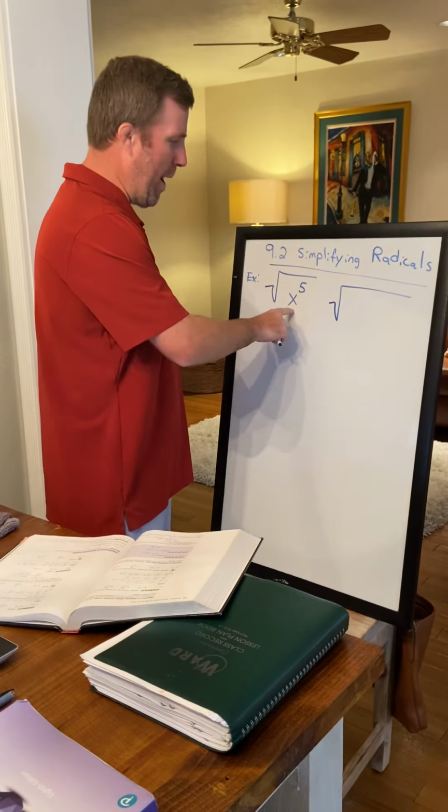So the moral of this question is you can take the square root of any variable raised to an even exponent. If it's raised to an odd exponent, subtract 1 and multiply it by the other base. Now this will be a perfect square. Take its square root and bring it out front. Let's try one more example.